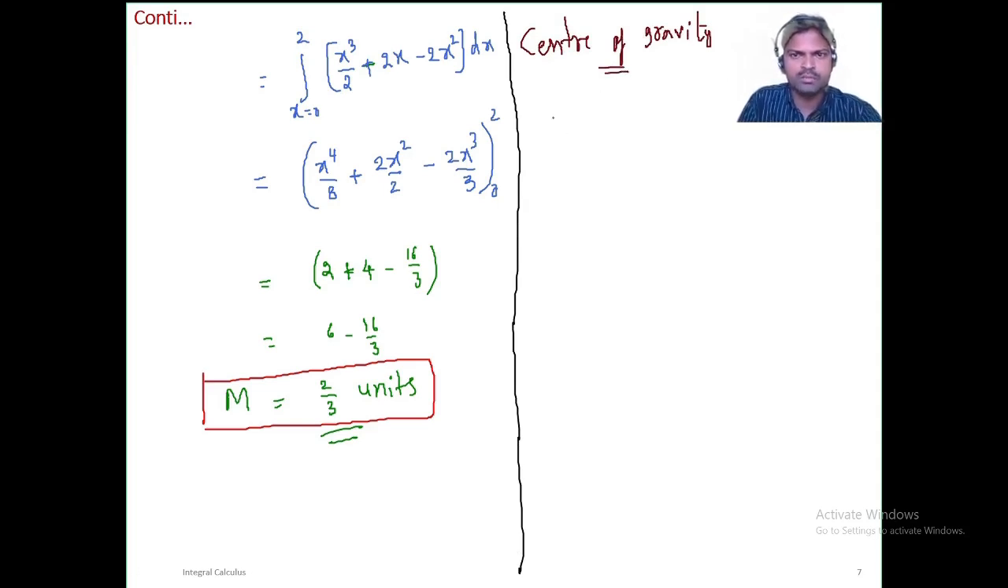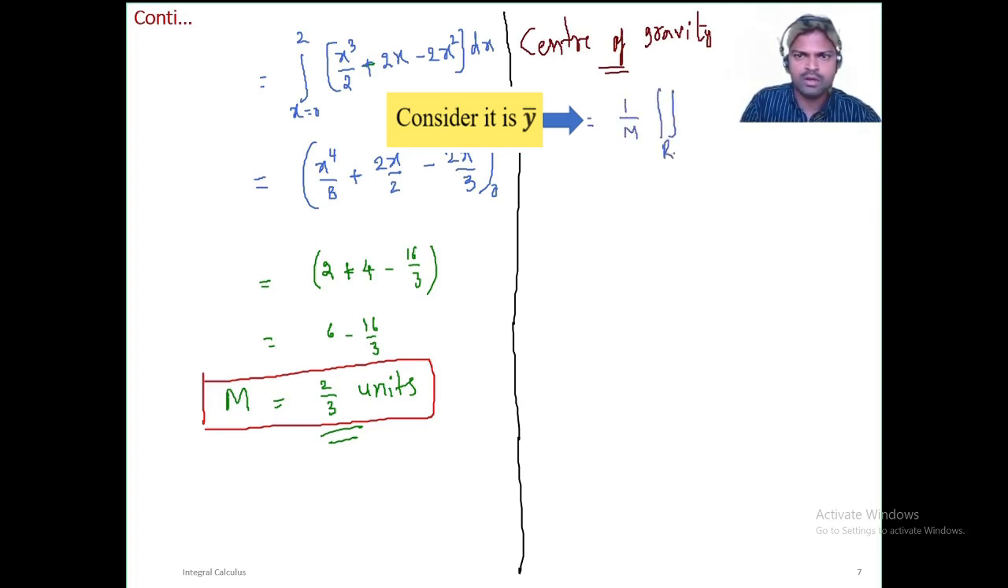So x bar is equal to 1 upon m double integration over the triangular region R of y into f of x comma y dx dy, where f of x comma y is the density function. So 1 upon m here is 2 by 3... 2 upon 3 double integration y into f, which is x comma y, the density function, into dx dy.